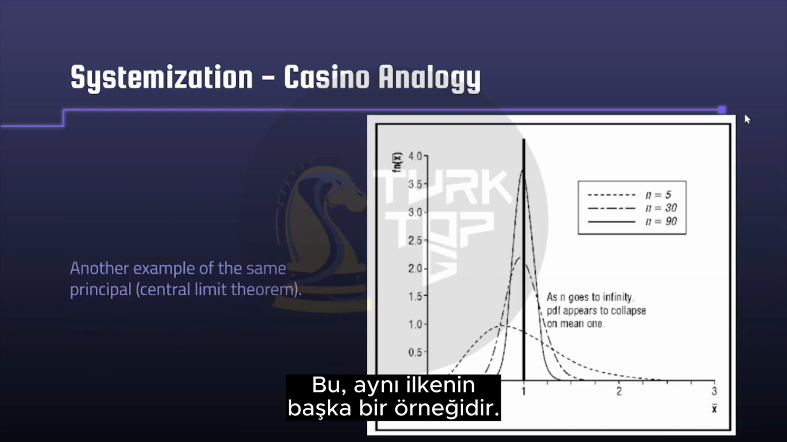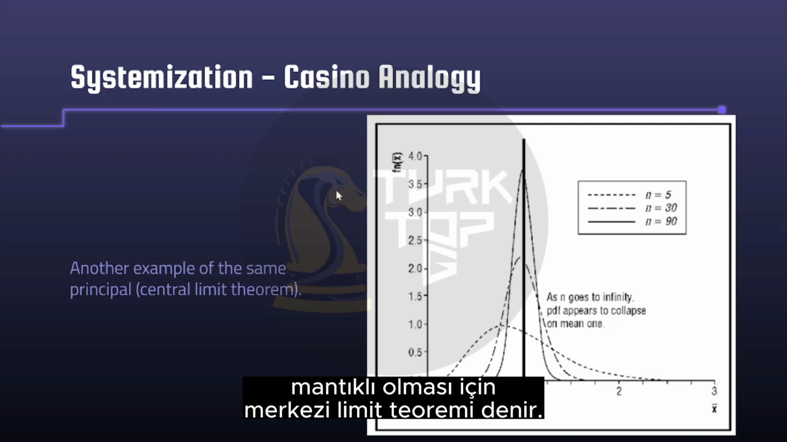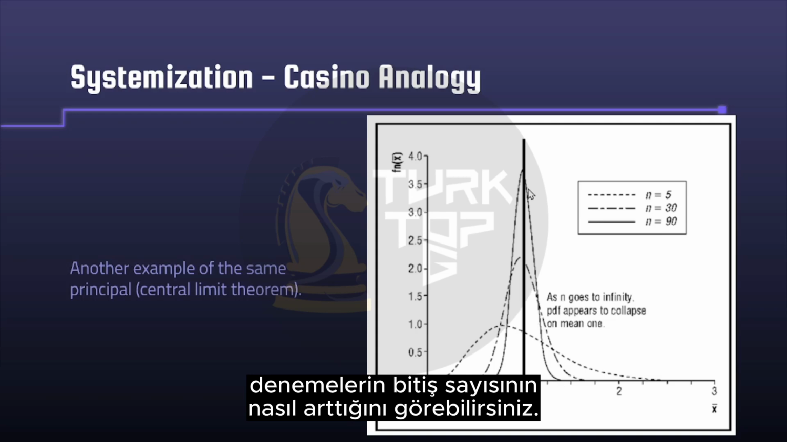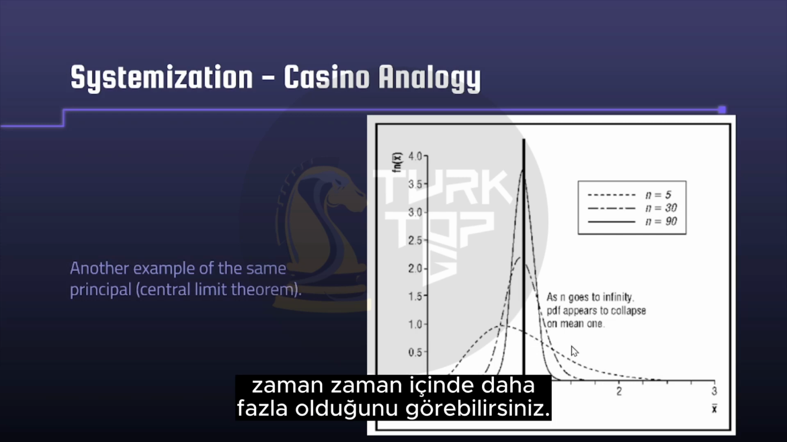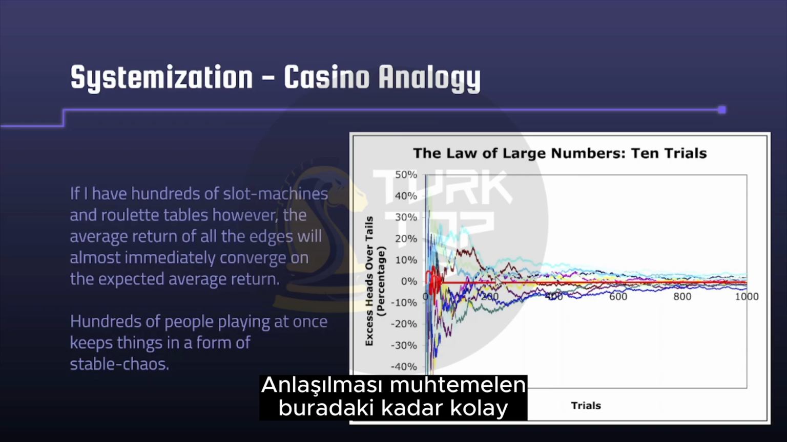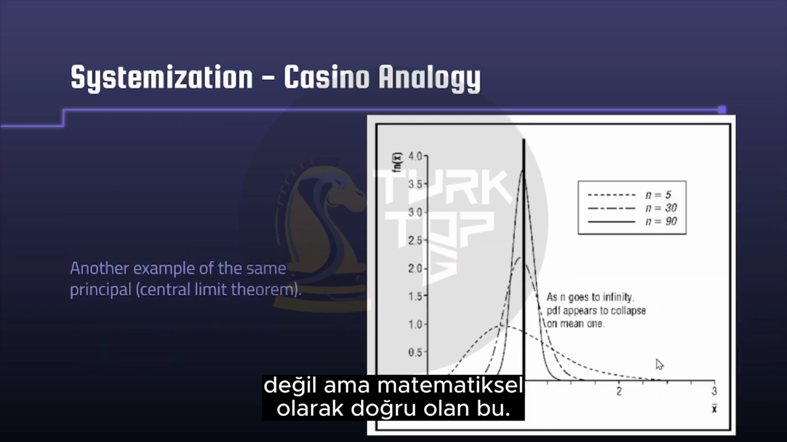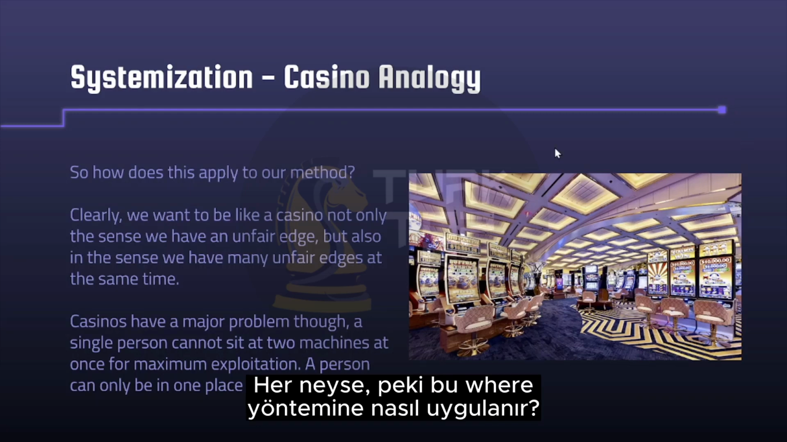This is another example of the same principle. To get technical, it's called the central limit theorem. For anybody who's a mathematician, this should immediately make sense. You can see as the n number of trials increases that you get a clustering closer towards the mean. And if your edge is 1 and 0 is break even, then you can see that over time, the more trials you run, the closer you get towards the average expected return. Not as easy to understand probably as this one here, but this is the mathematically correct way of representing the central limit theorem.